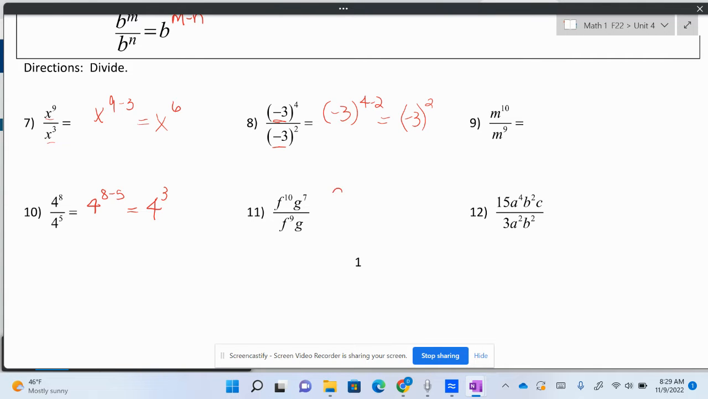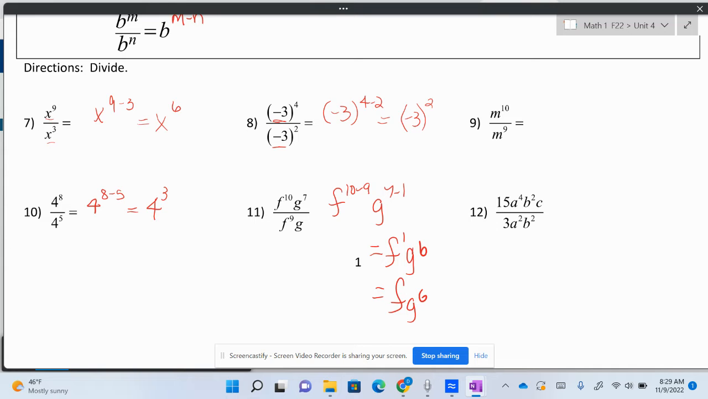For number 11, I have f to the 10 minus 9 and g to the 7 minus 1, which equals f to the 1st, g to the 8th, and I'm actually just going to write it as f g to the power of 8. 7 minus 1 is not 8. 7 minus 1 is 6. Ding, ding. Sorry. That's my tired brain. 6 and 6. So we just don't write things to the power of 1. You can use it to help your brain think when you're mathing it out, but we actually just don't write it that way.